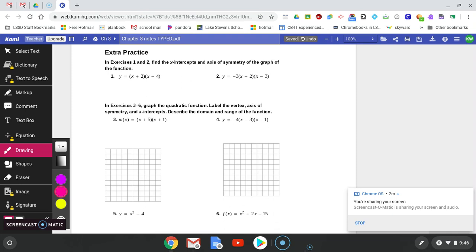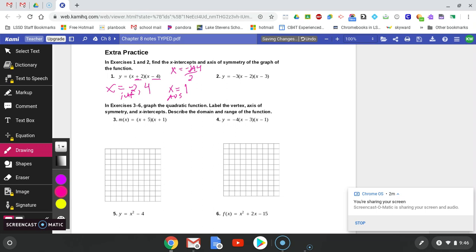All right, so let's take a look at our examples. It says to find the x-intercepts. To find the x-intercepts, it's the opposite of each of these numbers. So my two x-intercepts would be at negative 2 and a positive 4. To find the axis of symmetry, I will average those two numbers. So negative 2 plus 4, divide by 2. Negative 2 plus 4 is 2. 2 divided by 2 is 1. So these are my intercepts, and this is my axis of symmetry.